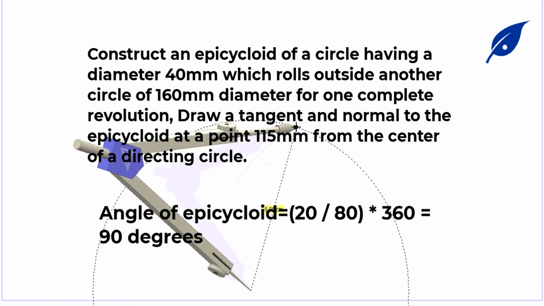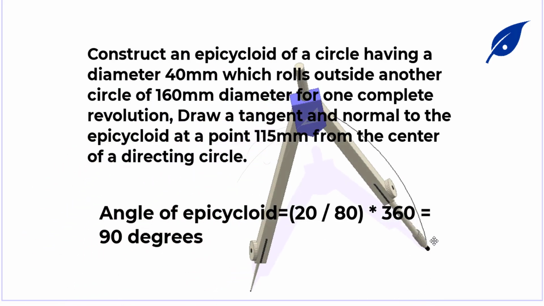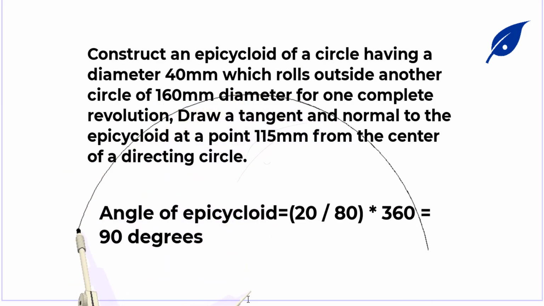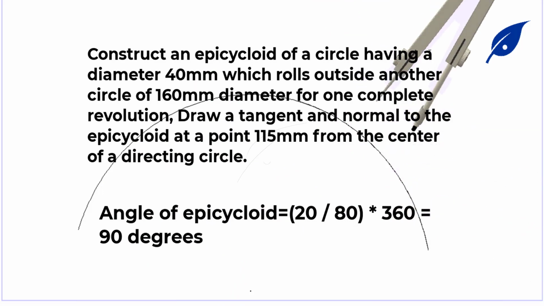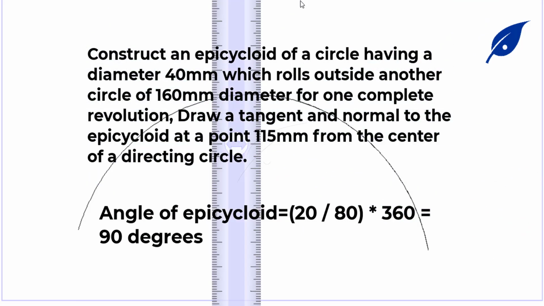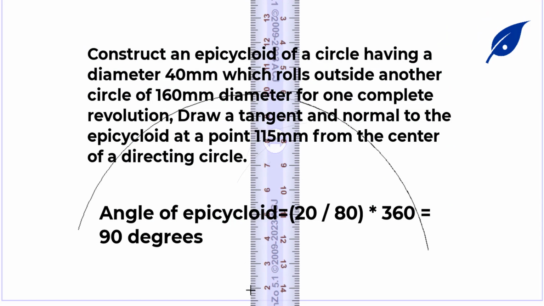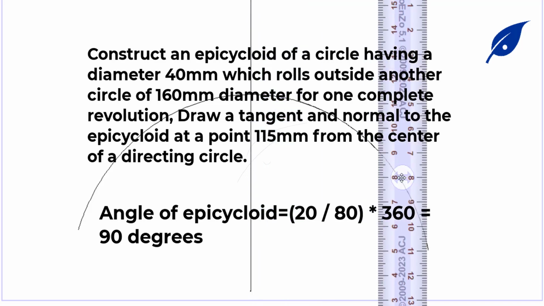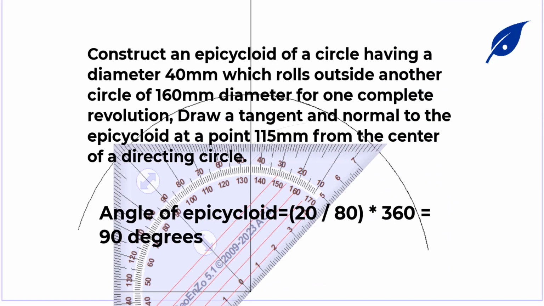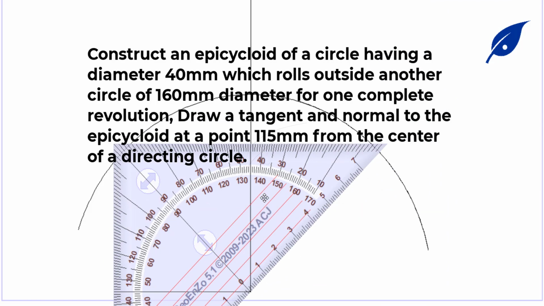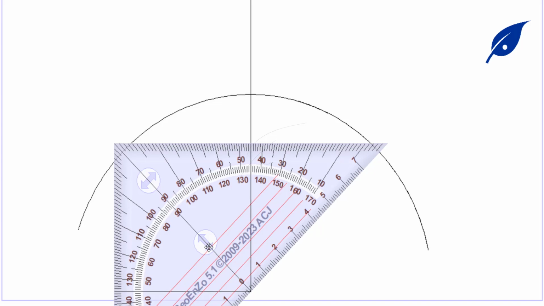Now we start at this point. We have our radius of 80 millimeters. We draw this arc, then take note of our point. Then we draw a vertical line from the center, which will give us the point where we are going to start. After drawing the vertical line, we divide the angle that we got, which is 90 degrees, into 2 to give us 45 degrees.